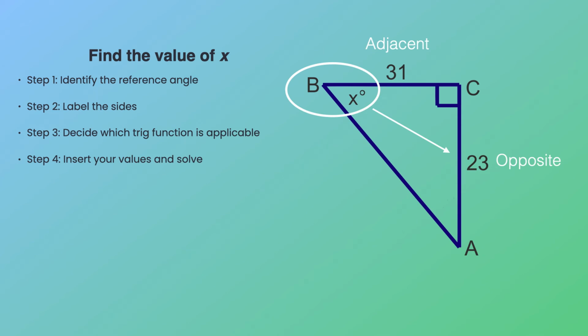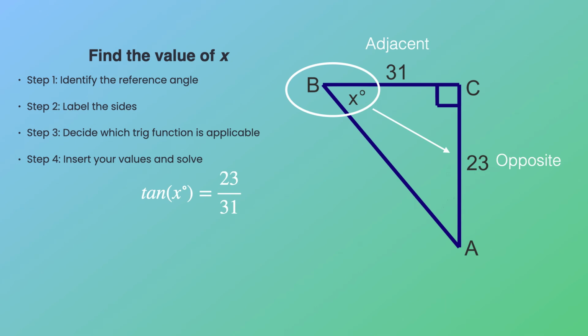Now, step 3, we're still going to have to decide which trig function is applicable. Remember, we have sine, we have cosine, and we have tangent. So tangent is the one that includes opposite and adjacent, so that's what we're going to use. We'll insert our values. So theta is just that general mystery angle. We have x here, and opposite and adjacent, 23 versus 31.